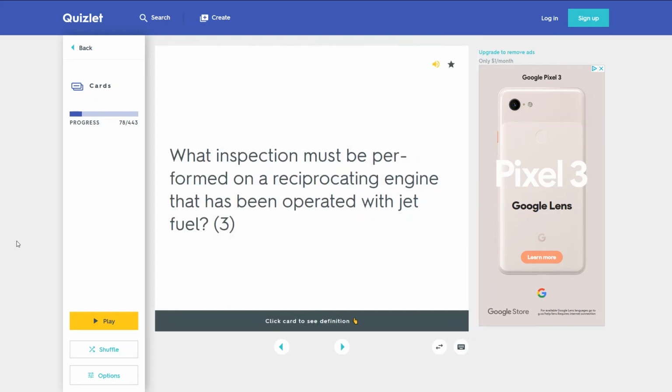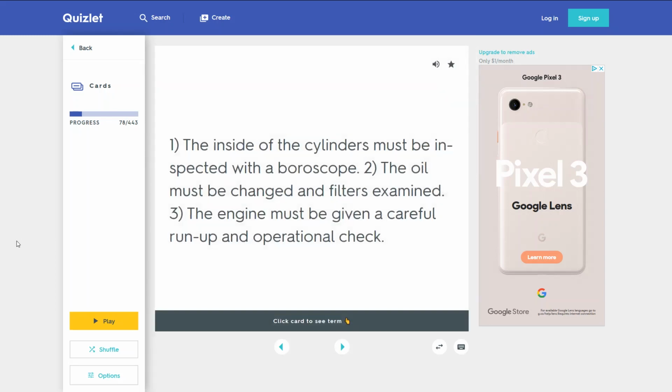What inspection must be performed on a reciprocating engine that has been operated with jet fuel? 1. The inside of the cylinders must be inspected with a borescope. 2. The oil must be changed and filters examined. 3. The engine must be given a careful run-up and operational check.